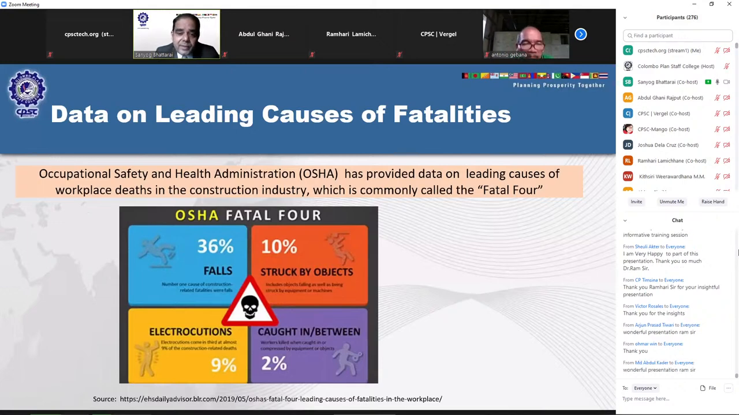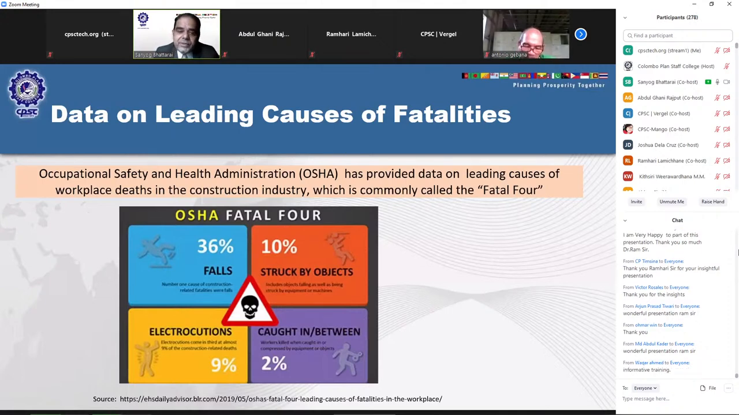When you work in a workshop or a big industry, we have to be careful. While teaching in the TVET institution, we should avoid this, and teach how to avoid falls and being struck by objects. And electrocution is also 9%, also high. So with electrocution, the wiring system and the rest, we have to check.